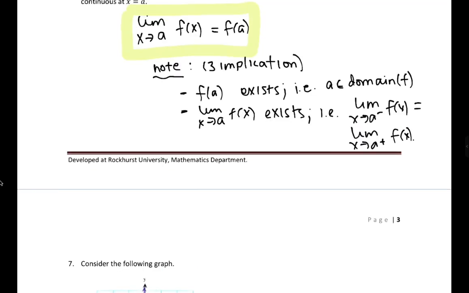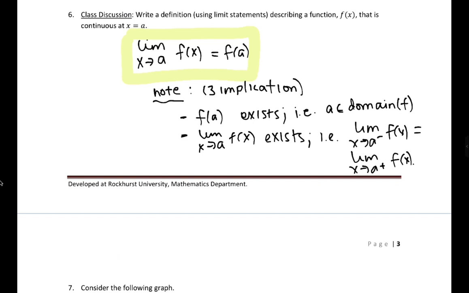And the third implication is just the definition again, but I want to restate it, so let me put it in a bullet point. The limit as x approaches a of f of x is equal to f of a. So you have the left-hand limit and the right-hand limit, and then you have the function value at the point. Theoretically, these are three different numbers. But in order for the function to be continuous, all three have to exist as finite values, and moreover, all three have to be equal.